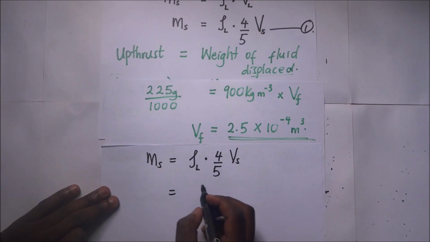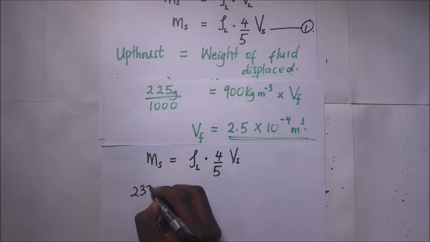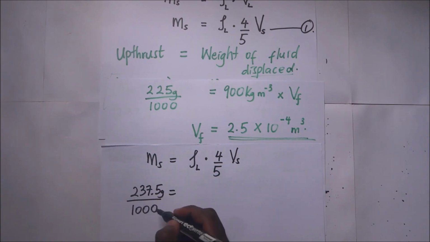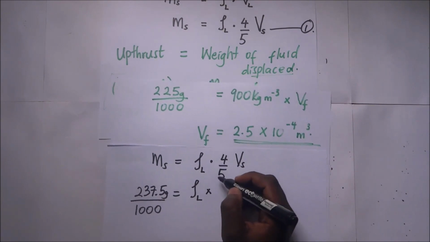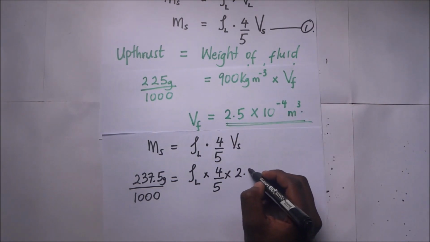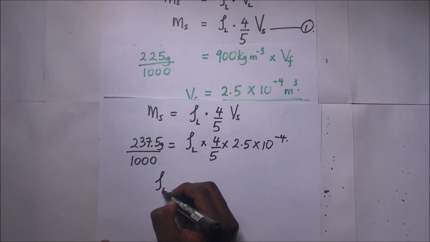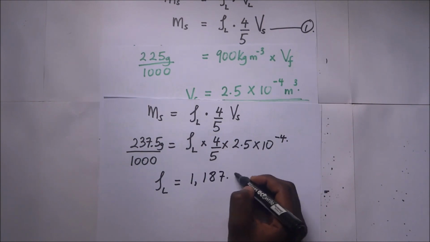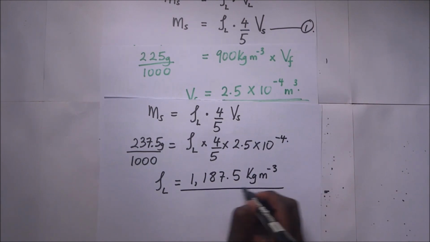This is going to be equal to, the mass of the solid in this case here is 237.5 grams, but convert that to kilograms by dividing by 1000. It is going to be equal to the density of the liquid, multiplied by 4/5 times the volume of the solid, which is this 2.5 times 10 to the power -4. So the density of the liquid in this case is going to become 1187.5 kilograms per meter cubed.